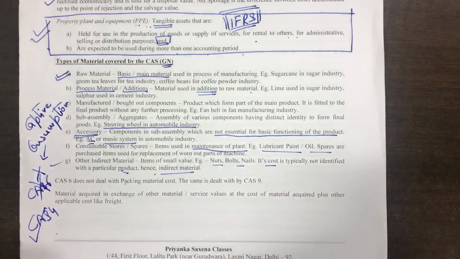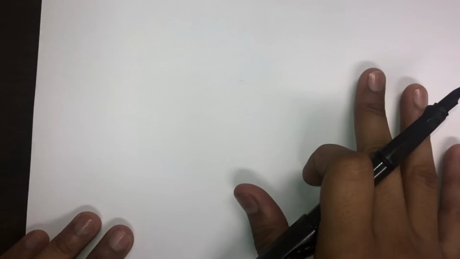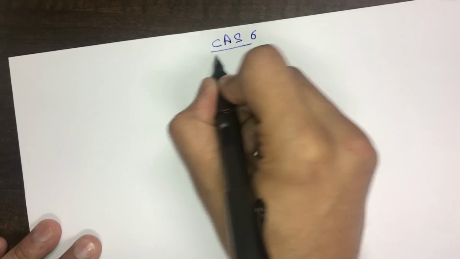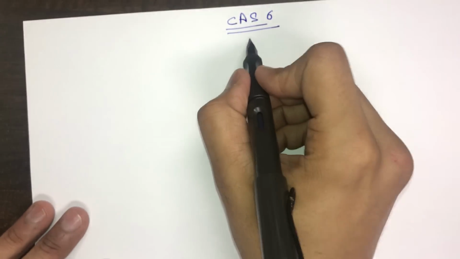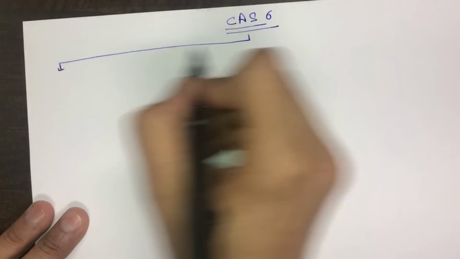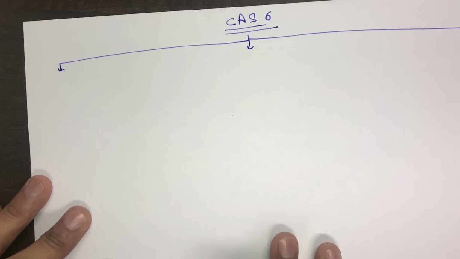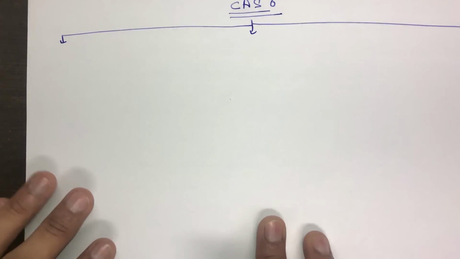Okay, sir. So let us start with the provisions of Cost Accounting Standard 6. The provisions of Cost Accounting Standard 6 can be broadly classified into 3 aspects. There are 3 aspects which we need to discuss in Cost Accounting Standard 6. I am creating a diagram to explain to you what are the essential components of Cost Accounting Standard 6.